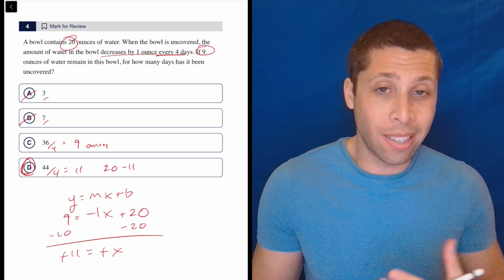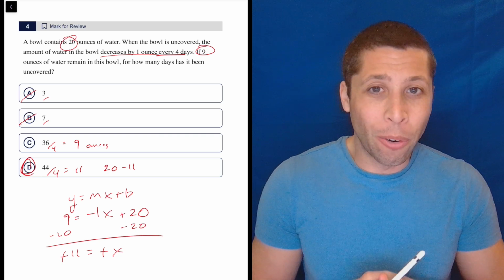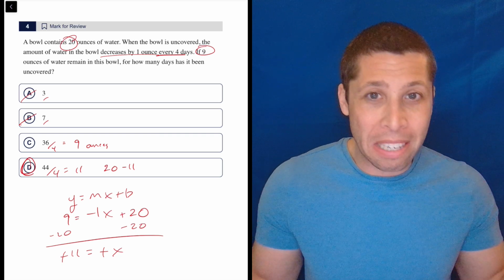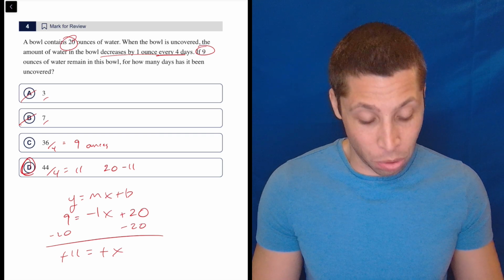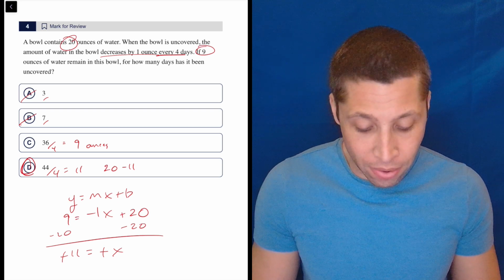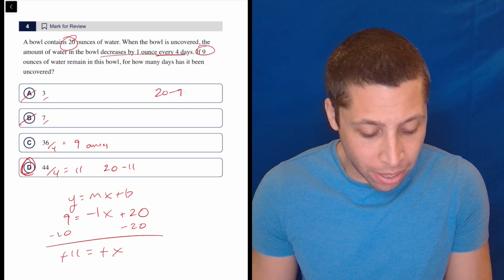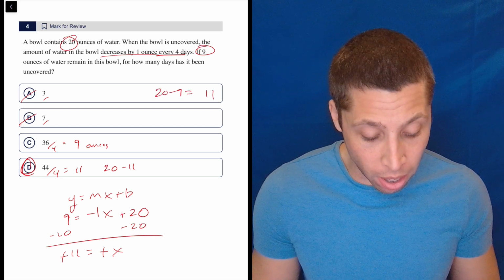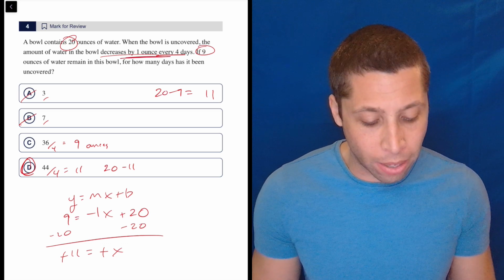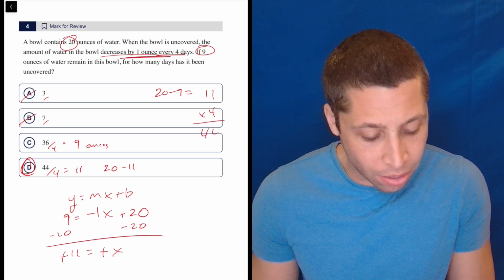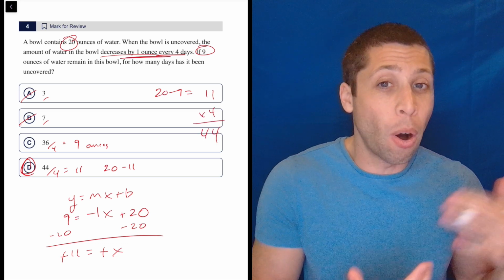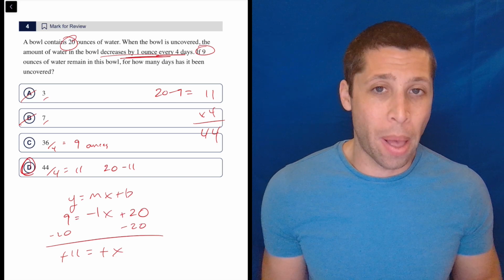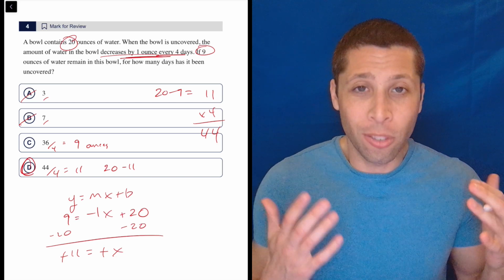Whereas if I do it the way I did originally, it kind of feels like I'm just doing the situation. I could have also even just said, if 9 ounces remain, then 20 minus 9 is 11 ounces have gone, and it decreases by 1 ounce every 4 days, times 4, that's 44 days. So that's more of maybe like a forward approach, whereas the guess and check is more of a backwards, but I don't really care. Just don't get this wrong.